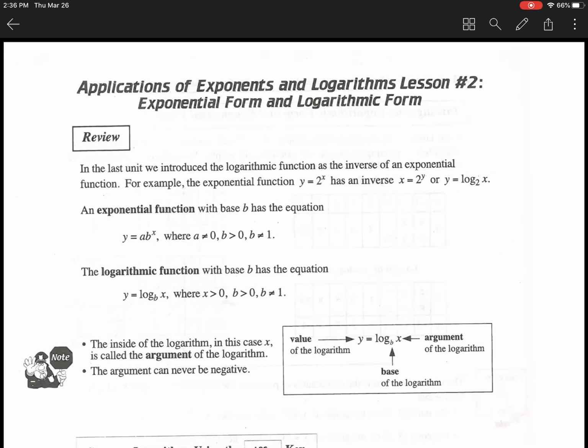Hi guys, next lesson here, and in this one a very important lesson, okay? So we're going to learn how to go from either exponential form to logarithmic form or the other direction, log form to exponential form, okay? So really important lesson in terms of understanding how to go back and forth between the two different ways of expressing functions. So just bear with me, okay?